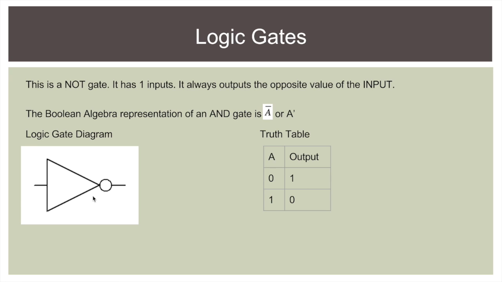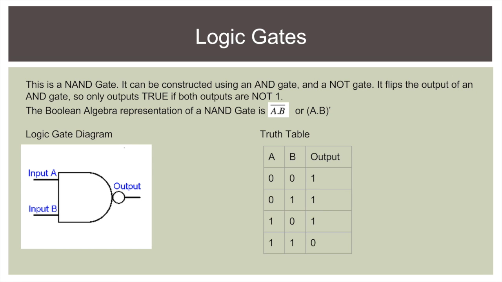This one's a NOT gate, and it has one input, and what it does is it flips the value of the input and turns it into the output. And the algebra representation of this is A with a line on it, or A apostrophe. Okay, so we can see here, we input 0, we output 1, we input 1, we output 0. So NOT gates are a really easy way to flip the values over.